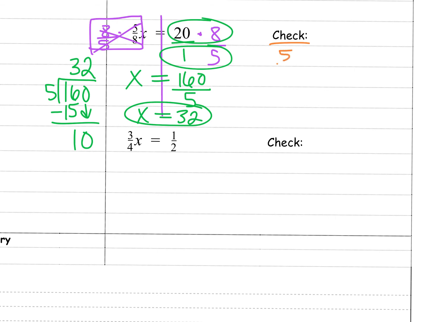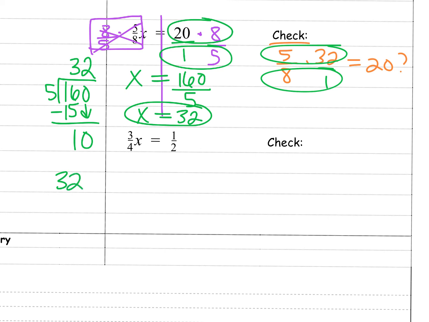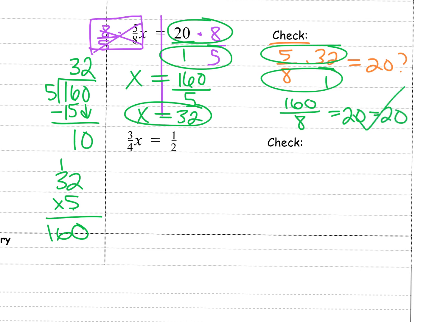5 over 8 times 32, is it equal to 20? Put that 32 over 1 and multiply straight across. 32 times 5, well 5 times 2 is 10. 15, 16, I have 160 over 8. Well, 8 goes into 160 20 times. 20 equals 20, yes it does.